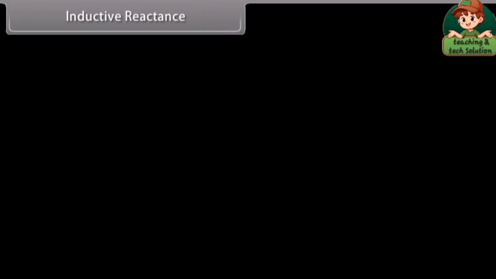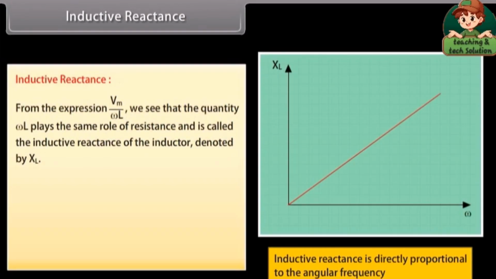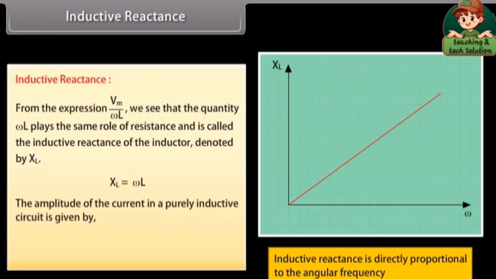Inductive reactance. From the expression Vm upon omega L, we see that the quantity omega L plays the same role as resistance and is called the inductive reactance of the inductor, denoted by XL. XL is equal to omega L. The amplitude of the current in a purely inductive circuit is given by Im is equal to Vm upon XL.